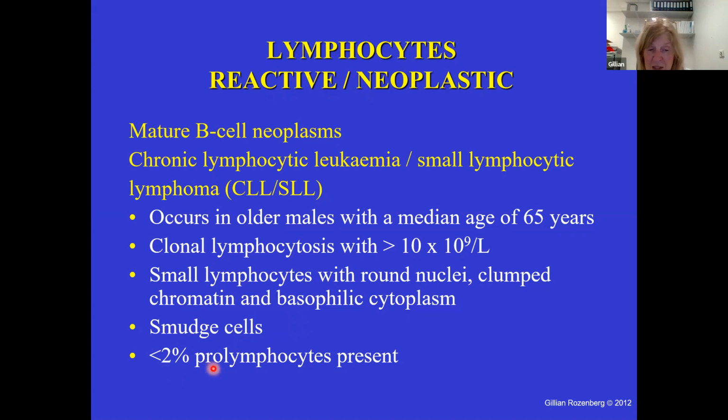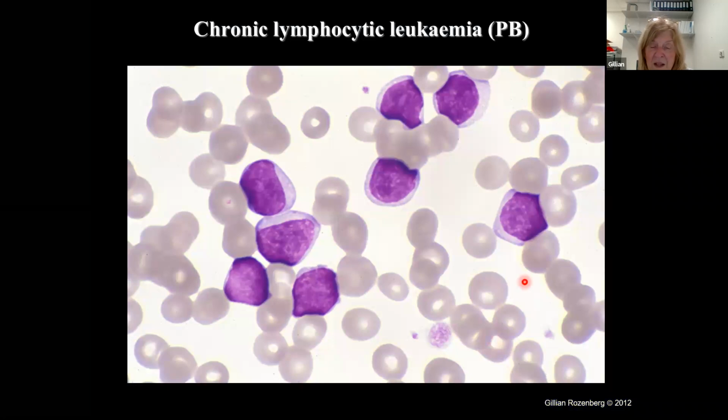Less than 2% prolymphocytes are present in CLL, so it's not really even worthwhile reporting. You have to have more than 55% prolymphocytes to put it into a prolymphocytic leukemia. So the occasional prolymphocytic cell is not really that significant in a CLL. And here's a classical picture of CLL, chronic lymphocytic leukemia. All of those lymphocytes look okay. They're nice, they're normal.